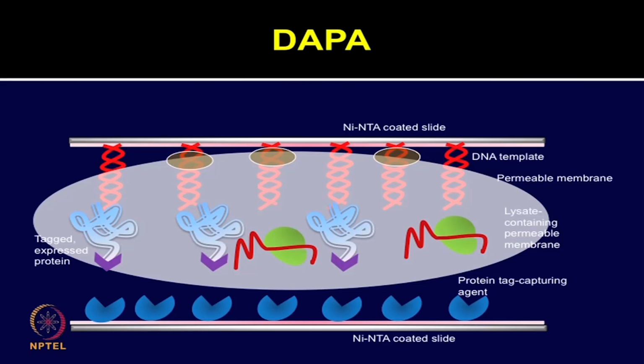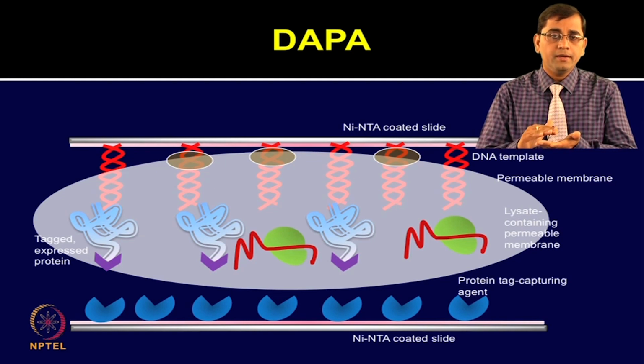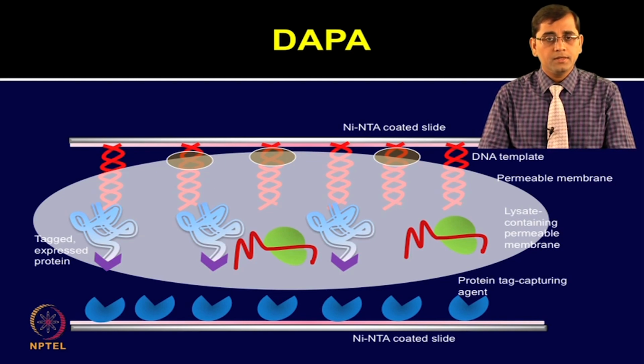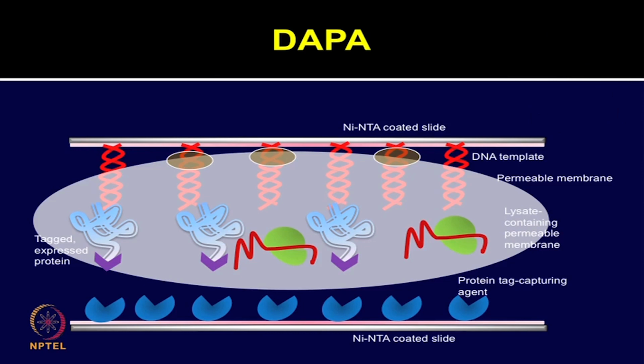As can be seen in the slide, in DAPA, the PCR amplified DNA fragments encoding the tag proteins are immobilized onto a nickel NTA coated slide and assembled face to face with another nickel NTA slide containing protein tag capture agent. In between these two slides, a permeable membrane containing cell-free lysate is placed. The protein synthesis takes place from the immobilized DNA spots. The newly synthesized proteins can penetrate this membrane and bind to the surface of the capture slide.